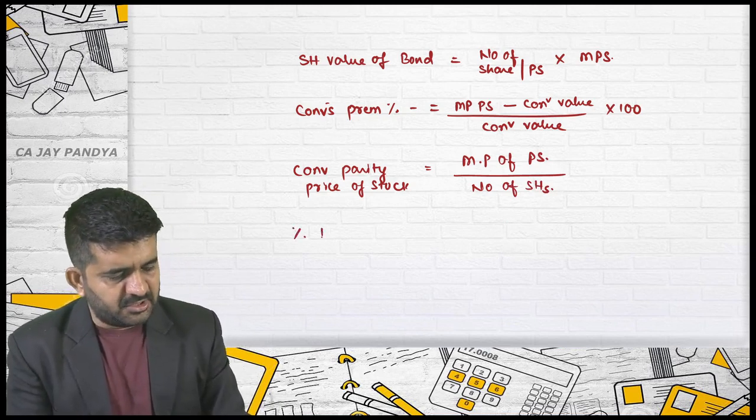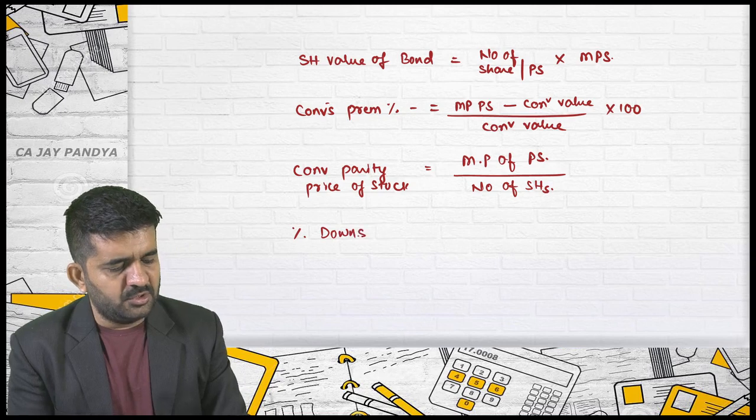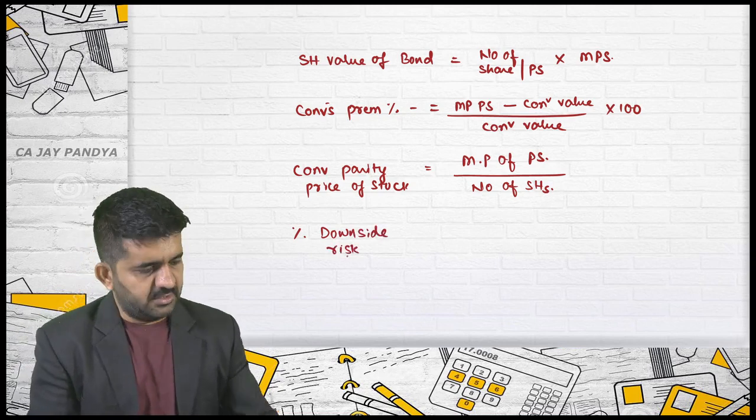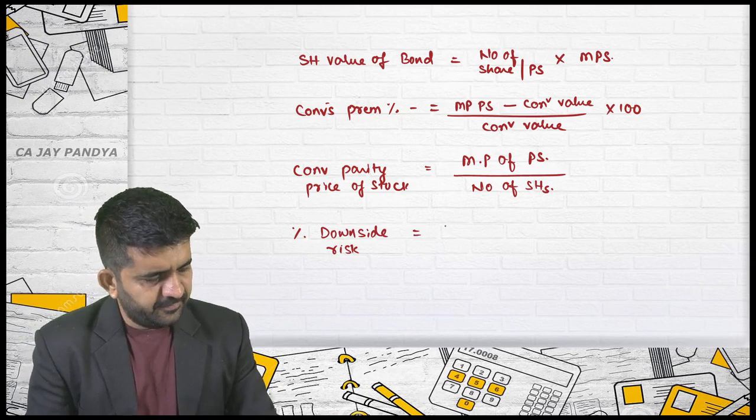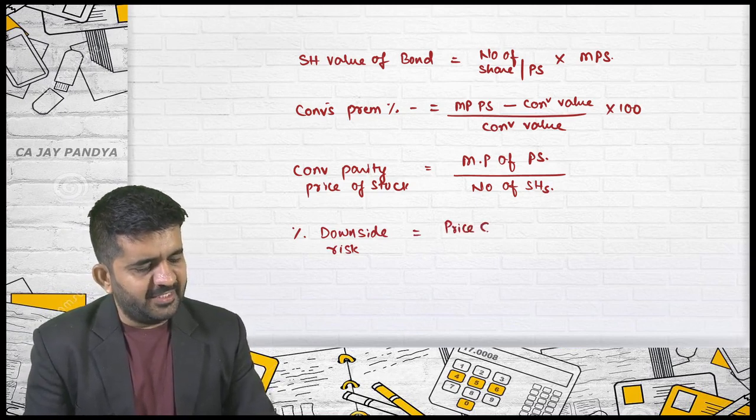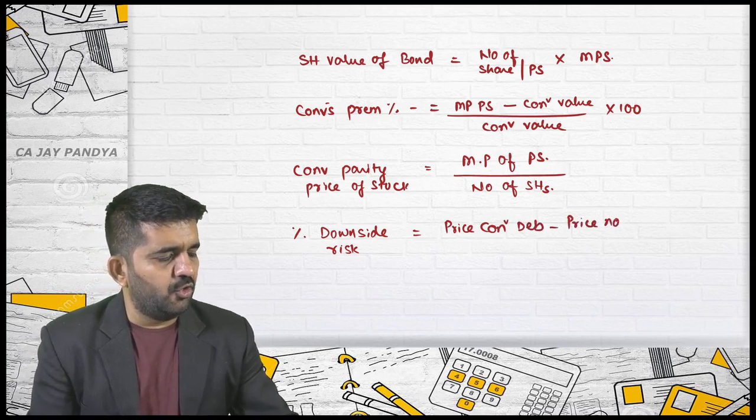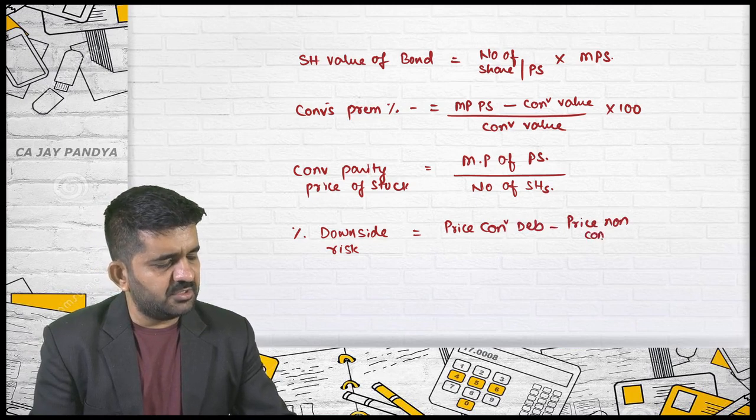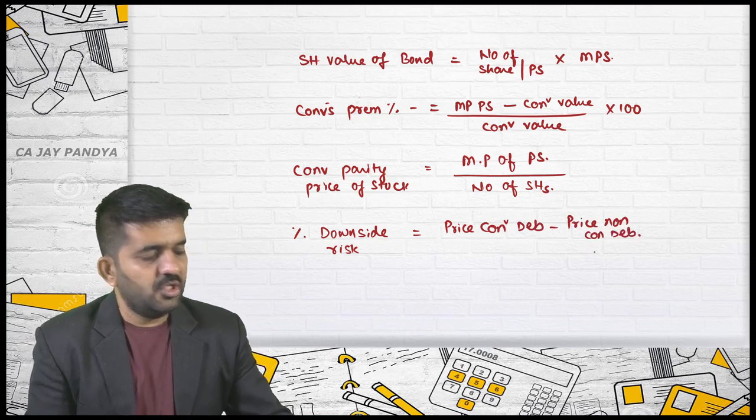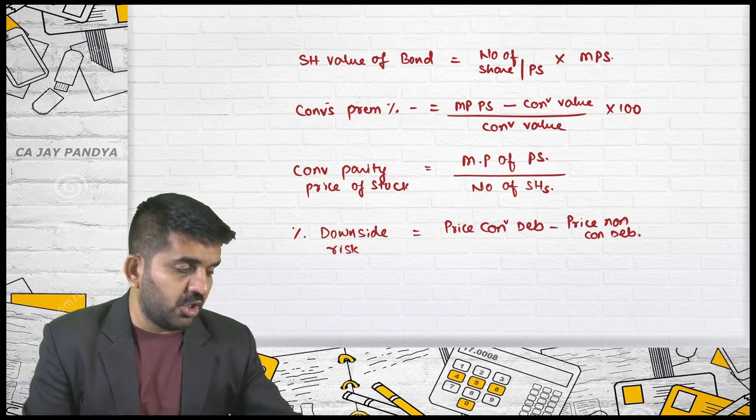Last is the percentage of downside risk. It is the price of convertible debentures minus the price of non-convertible debentures, if the debentures were not convertible.